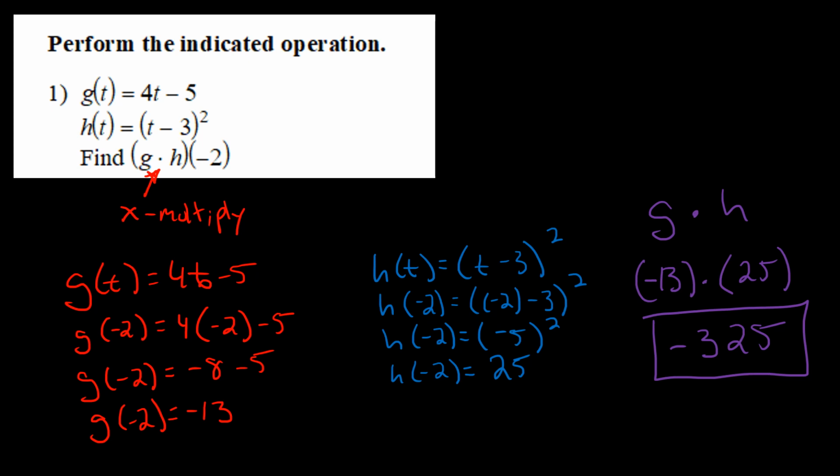Okay. So you want to be very, very careful with this and try not to make any mistakes. And you want to be able to do this all by hand as well. Like I said, you could multiply these equations out first, but you'd necessarily have to box method t minus 3 times t minus 3. And then you box method what you get from there with 4t minus 5. And then you can substitute in the negative 2. Don't do that. Substitute in first. Get your numerical values. And then multiply.